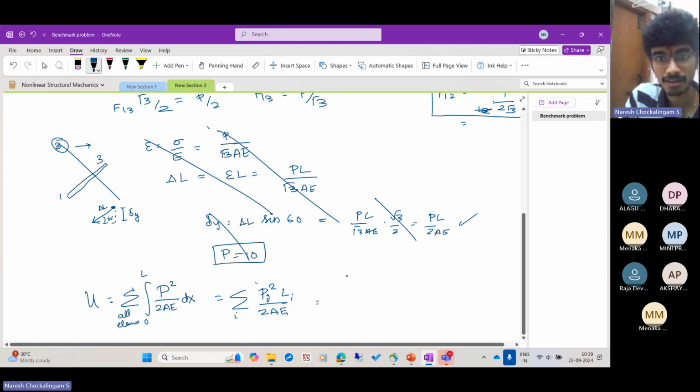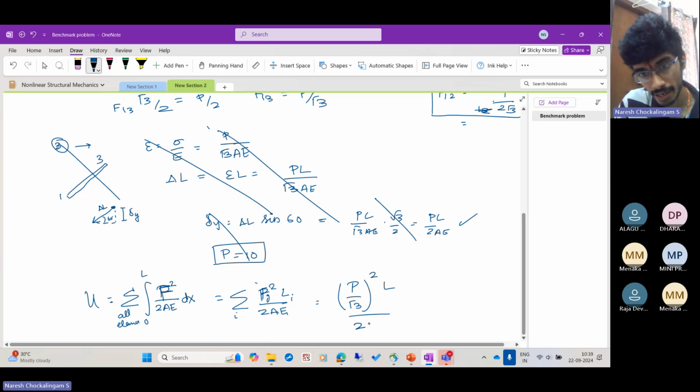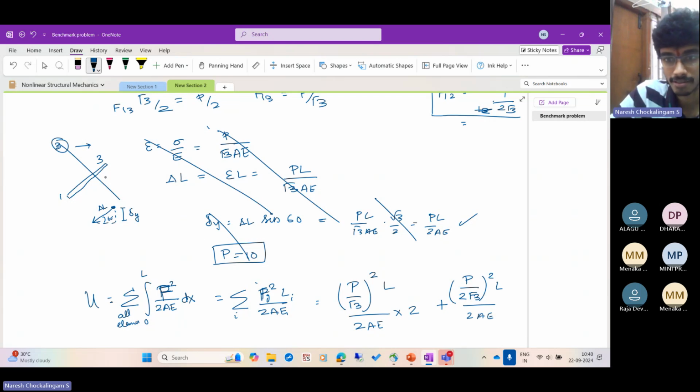Let me make it F square L by 2 AE, where F is the force. In two elements, we have P by root 3. So it is P by root 3 whole square L by 2 AE into 2. And in the other element we have P by 2 root 3, so P by 2 root 3 whole square L by 2 AE. What is it?